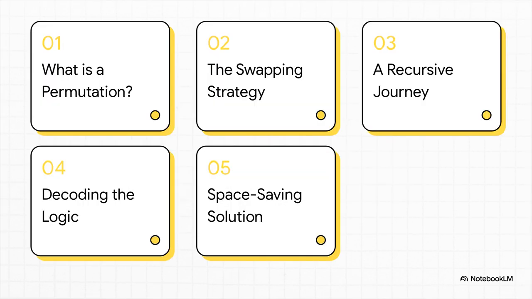Okay, so here's the game plan for this explainer. First, we'll quickly define what a permutation actually is. Then, we'll get into the core of it, the swapping strategy. From there, we'll see how recursion makes it all work, decode the logic behind it, and finally, see why this whole approach is such a fantastic space-saving solution.